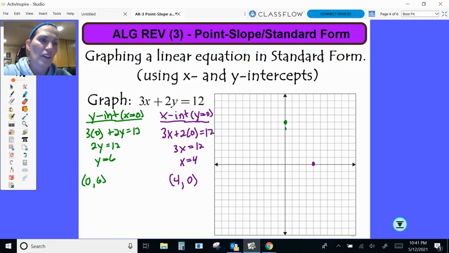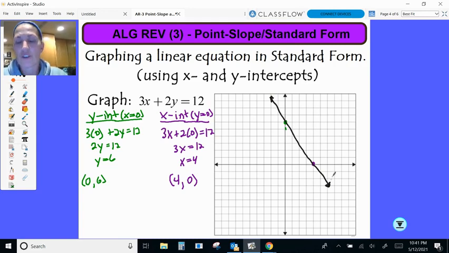And now I can just quickly graph this line through these two intercepts. So that's how you can graph from standard form using x and y intercepts. First set x equal to 0, then set y equal to 0.